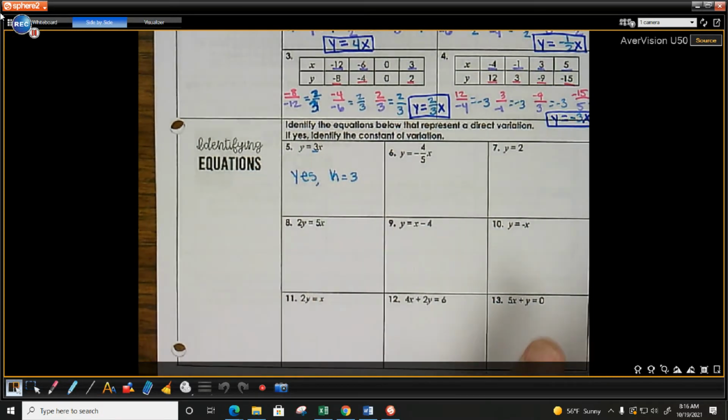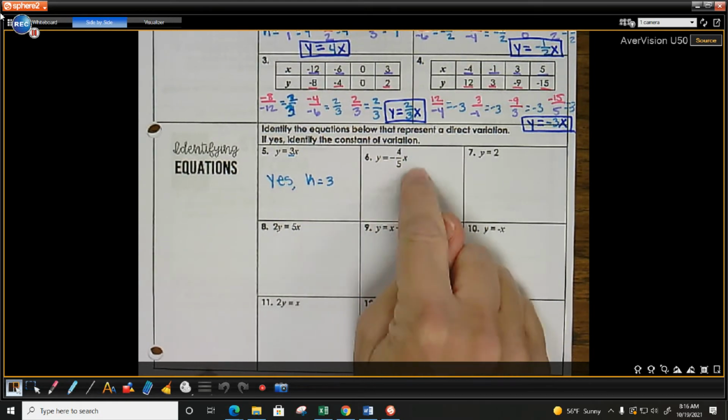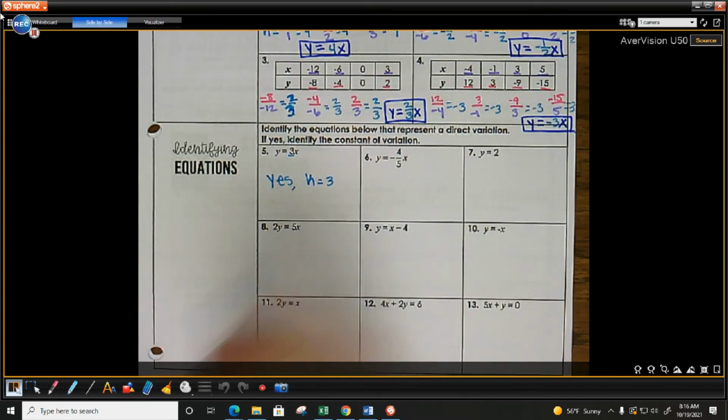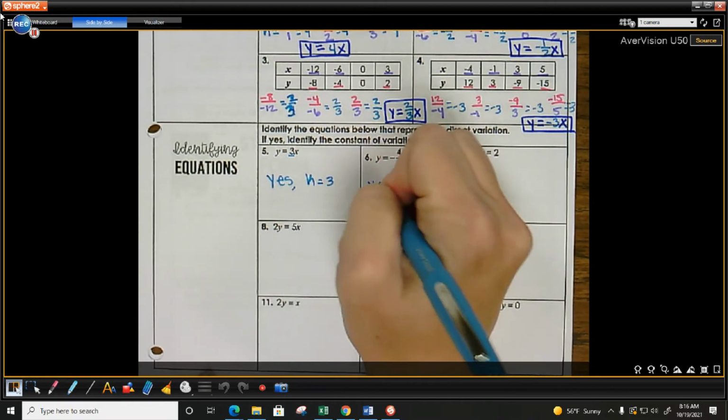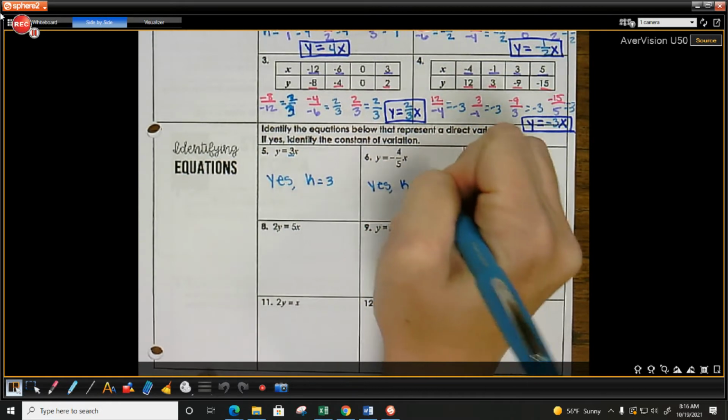Good. Next one, y equals k times x. Is this an example of direct variation? Yes. What's the k? Negative 4 over 5.